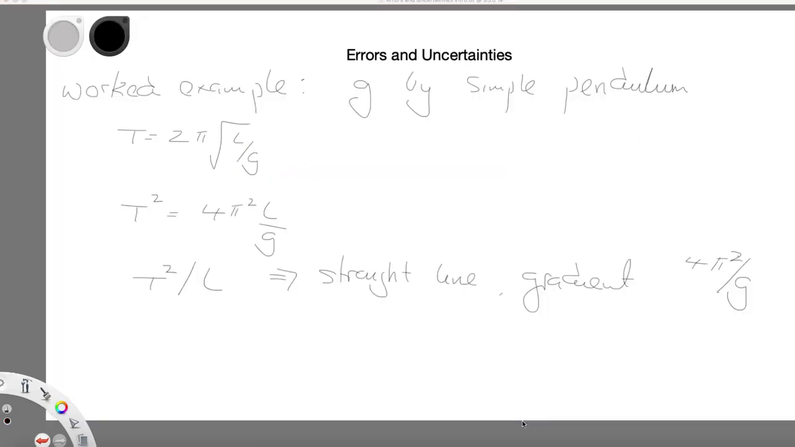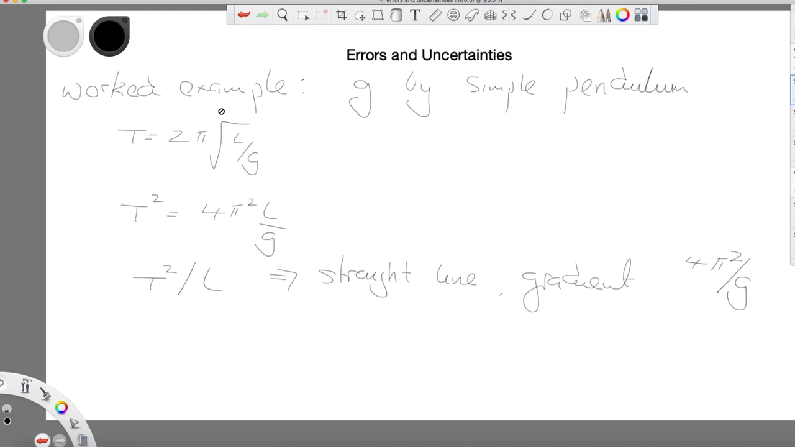Now I want to pull the knowledge that we have gained so far together into one worked example. So I thought I would take one that we're maybe reasonably familiar with, calculating G by using a simple pendulum. We should know that the period of a simple pendulum is given by 2 pi root L over G. So we always want to plot a straight line if we can, and if we're going to find G here, then we're going to get rid of the square root.